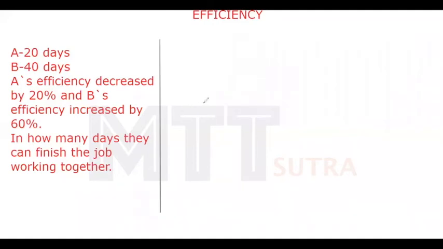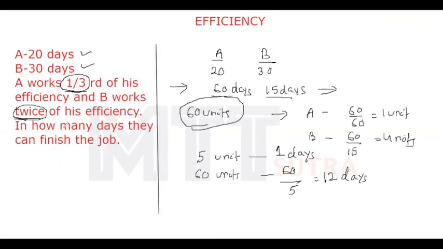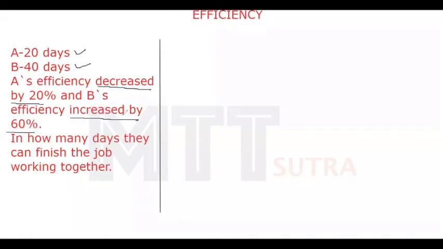This is another question on efficiency. Let us go through it. A takes 20 days, B takes 40 days to do the job. Right now here they have given A's efficiency decreased by 20% and B's efficiency increased by 60%. In how many days can they finish the job working together? And how is it different from the previous question? Here it was given 1/3 or twice of his efficiency, but here the efficiency is given as some increase or decrease percentage. So how to find out the number of days?